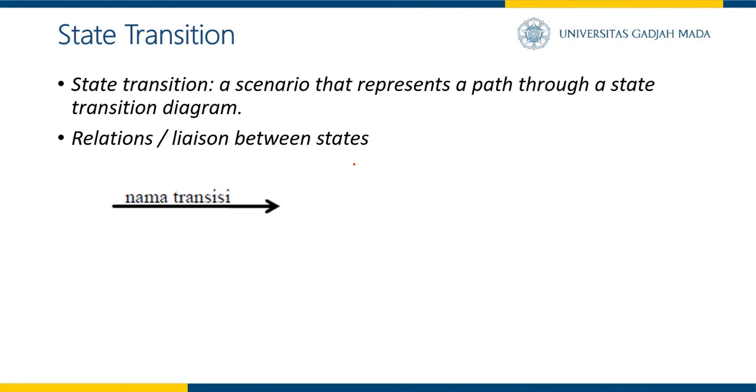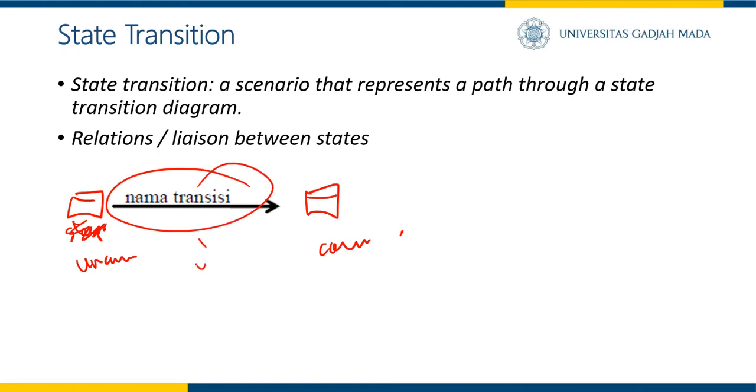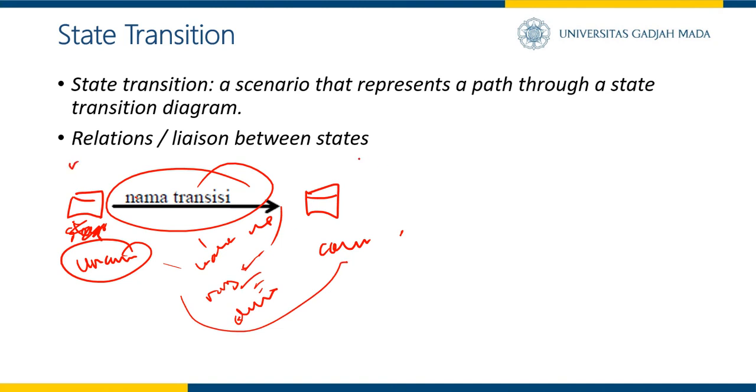Next is the transition. The state transition is a scenario that represents a path through a state transition diagram. That means this is a transition from one state to another state. So like from sleep, okay, we'll go into the next state, from the unconscious to the conscious stage. So the transition is maybe like a wake up, or just ring the bells or anything, or just drink coffee. So from unconscious to conscious. So this is the state, and this is the transition. The transition is more like a trigger event that triggers the first state to change into the second state.